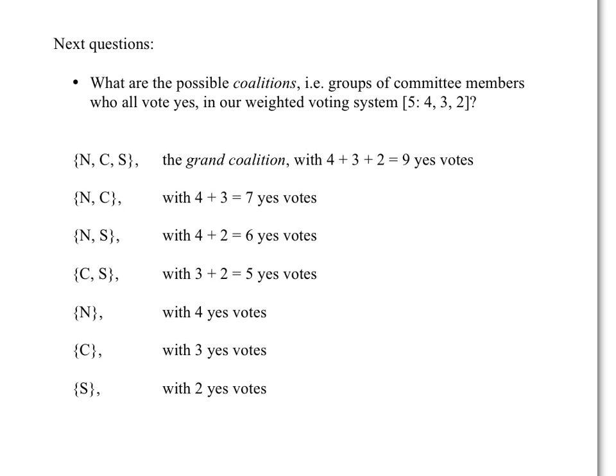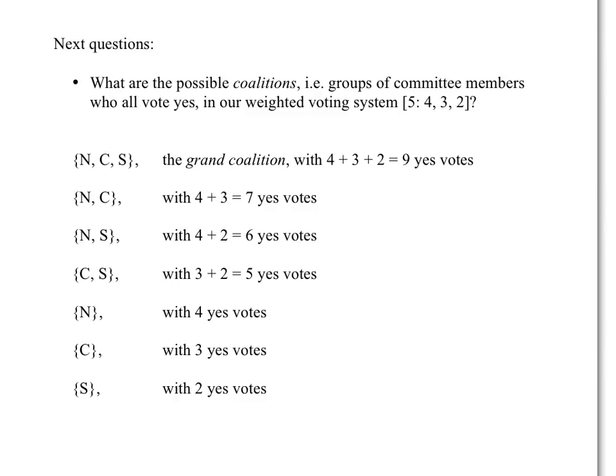Our next questions are about coalitions, that is, groups of committee members who all vote yes together inside our weighted voting system. So what are all the possible groupings of committee members who could all vote yes together? You could have all 3 members voting yes on the same proposal. That's the grand coalition, we call it. That's always on our list of coalitions, and that has, in this example, 4 plus 3 plus 2, a total of 9 yes votes.